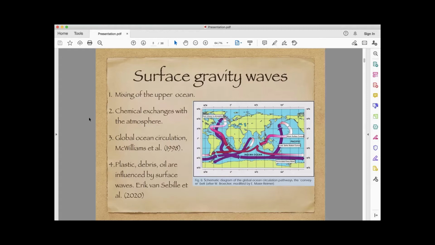Later, McWilliams showed that it makes an important energy contribution to the global oceanic circulation. (Some internet connection is not good, but I hope it's fine.) Recently, people are also very interested in knowing how much transport these surface gravity waves do. For example, when plastic, debris and oil are spilled on top of oceans, many people say that surface waves also transport this debris, and we should take into account the transport properties of these surface gravity waves.